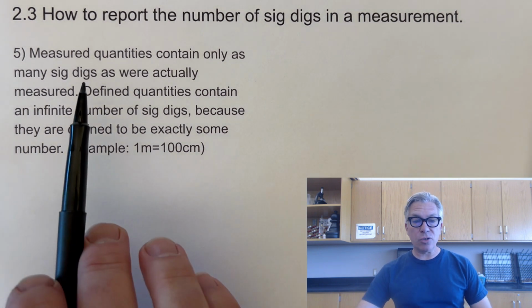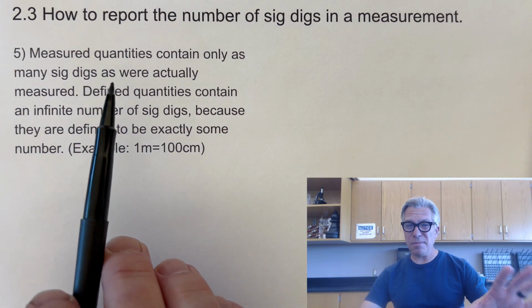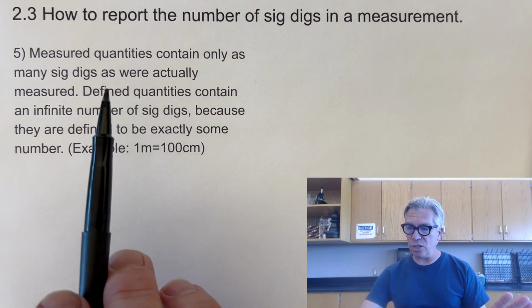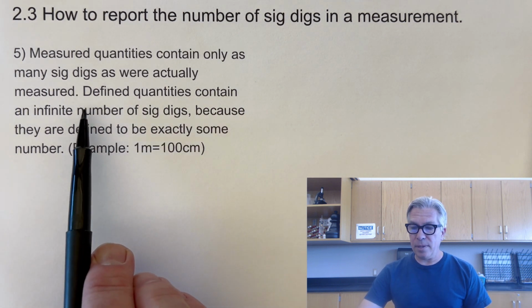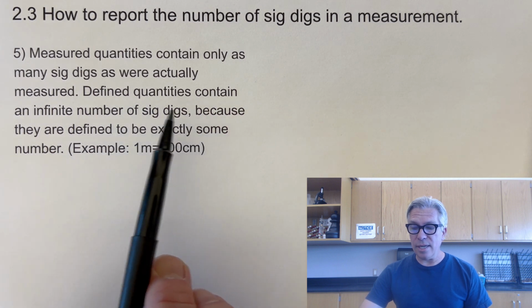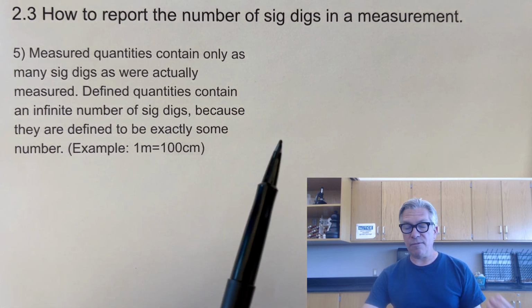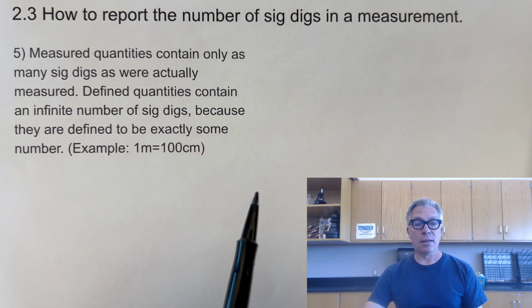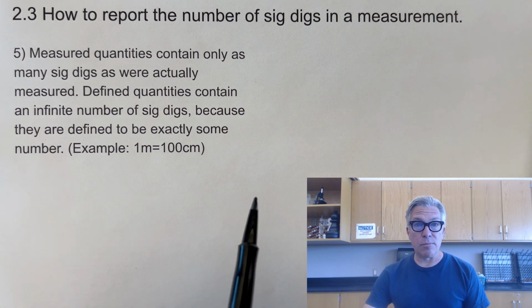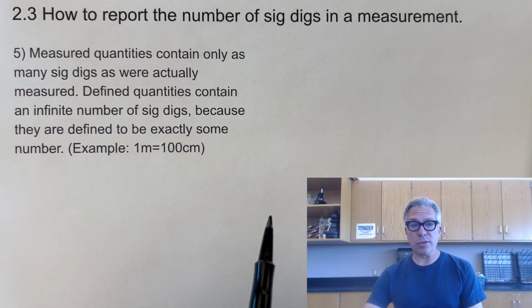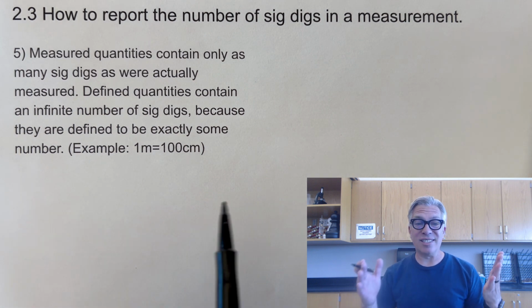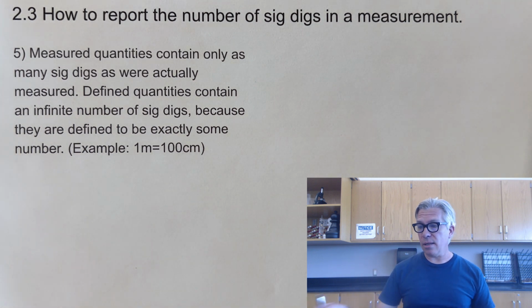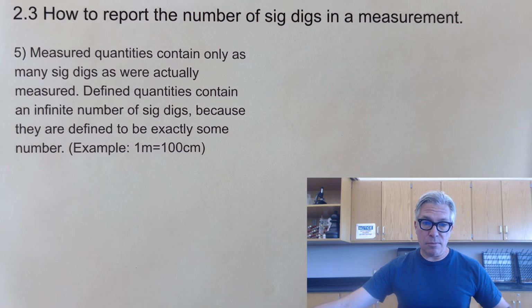And also, here's the difference between measured quantities, which is something you measure with maybe a little bit of error, a little estimation, and contain only as many sig digs as were actually measured. Defined quantities, however, contain an infinite number of sig digs because they are defined to be exactly some number. Like 1 meter is 100 centimeters, but also 1.00000 meters is 100.0000 centimeters. It's defined and it's exact. So you would not limit your answer to that number of sig digs in your rounding.